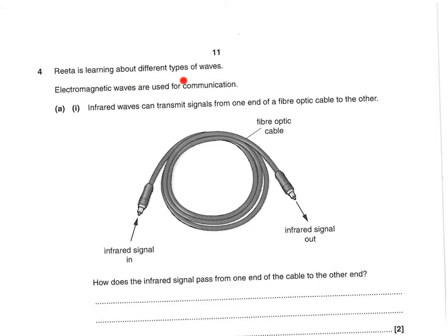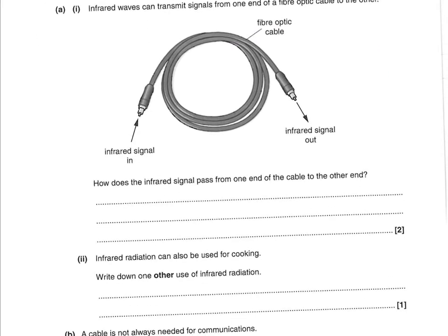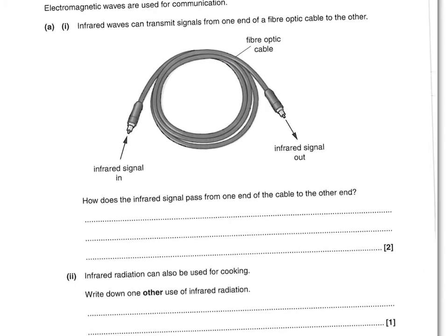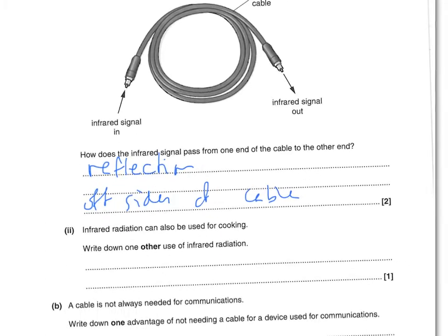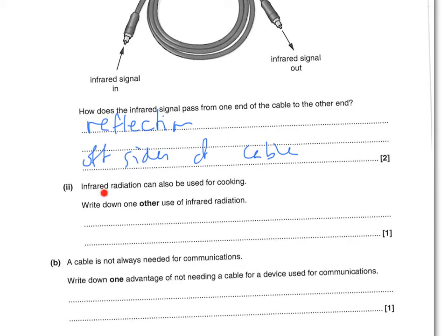Next question. Rita is learning about different types of waves. Electromagnetic waves are used for communication. Infrared waves can transmit signals from one end of a fibre optic cable to the other. How does the infrared signal pass from one end of the cable to the other? So there's 2 marks here. 1 mark for saying reflection, and then saying what it's reflecting off, so off the sides of the cable. If you said total internal reflection or TIR, that'll get you both marks without having to put anything else. Because that's essentially what this is. Total internal reflection is where it's reflecting off the sides of the cable and going all the way down it.